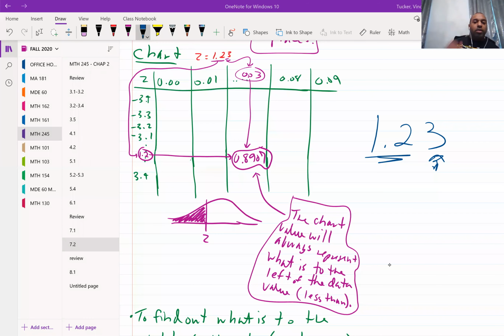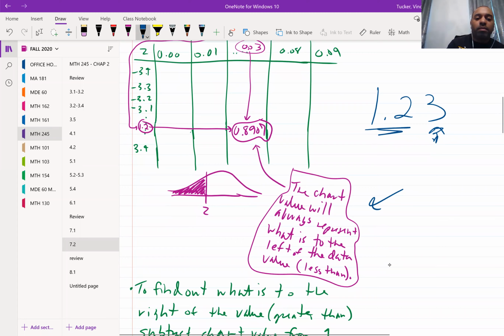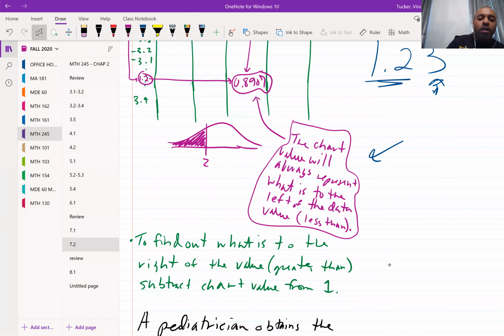All right. So as I mentioned, the chart will always give you, or will always represent what is to the left of the data value, or in other words, what's less than. If I want to find out what is to the right of the data value or greater than, I subtract the chart value from 1. Remember we talked about that last class. Everything under the curve is equal to 1. So if I want to know what's to the right of or what's greater than my data value, I will subtract the chart value from 1.